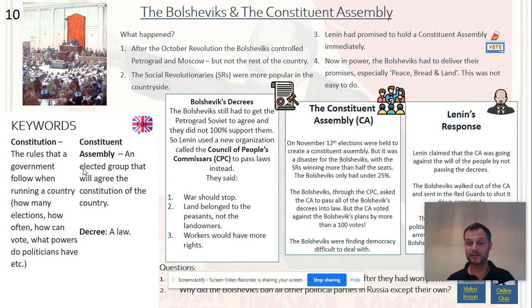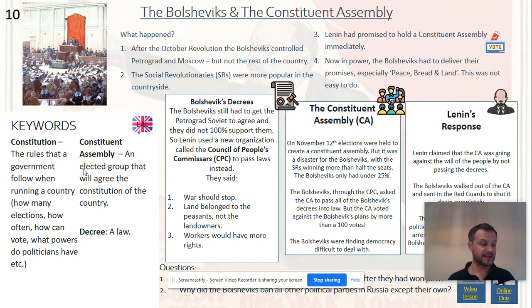So he comes up with another kind of sidestep. All right. First of all, he asks the CPC to ask the Constituent Assembly to pass all of the Bolsheviks' decrees. Okay, a decree means a law. So Lenin comes to the Constituent Assembly that he does not control and says, hey, look, me and the CPC think we need to do this, this, and this. And the Constituent Assembly have a vote on that, and they say, nah. Yeah, and in fact, the Bolsheviks lose by more than 100 votes on many of their plans. So that's not going to work.